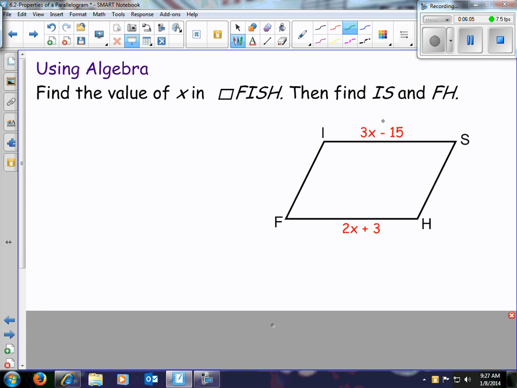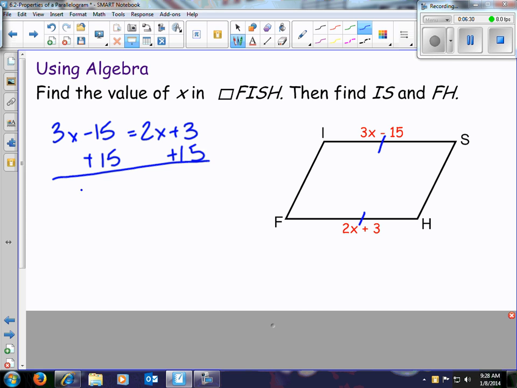Now, our very first property that I told you today was that opposite sides are congruent. So that means I know that this side is congruent to this side, which means I can say 3x minus 15 is equal to 2x plus 3. Now I can add 15 to both sides, just like a regular problem. So then I get 3x equals 2x plus 18. And then I minus 2x from both sides. So then I get x is equal to 18.